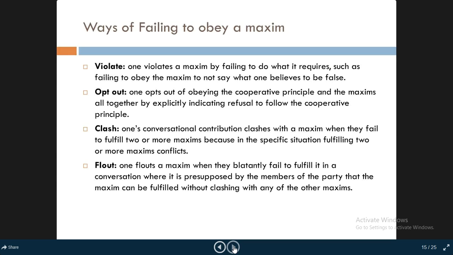Flout. One flouts a maxim when they bluntly fail to fulfill it in conversation, where it is presupposed by the members of the party that the maxim can be fulfilled without clashing with any of the other maxims.